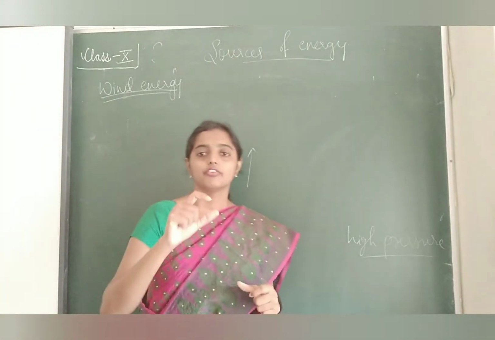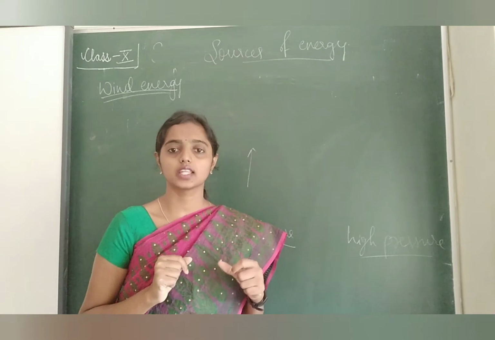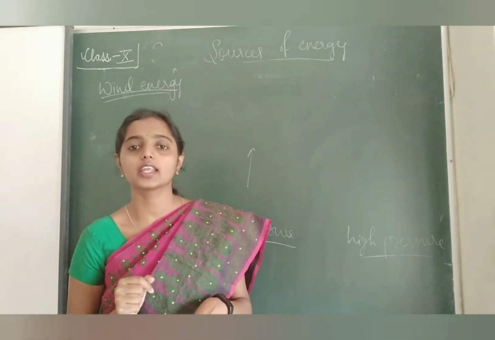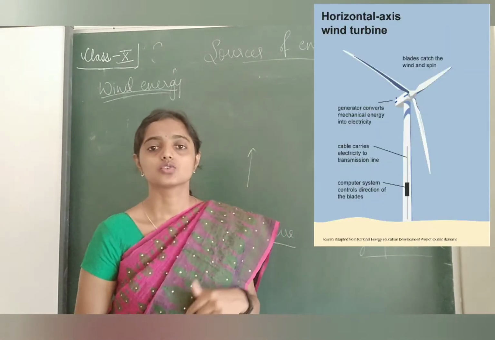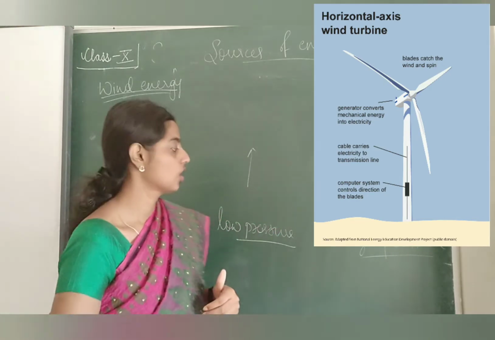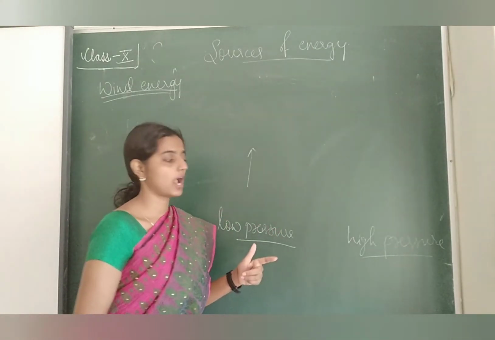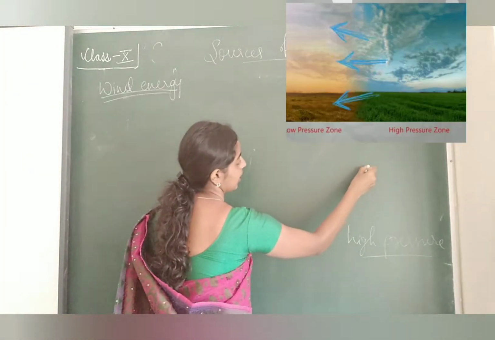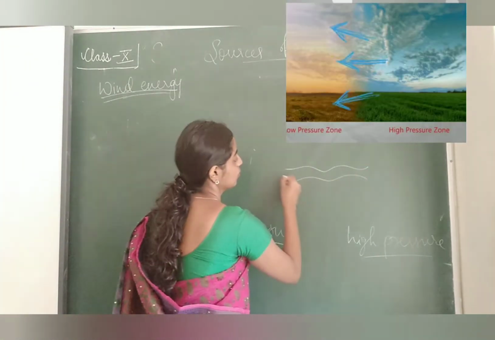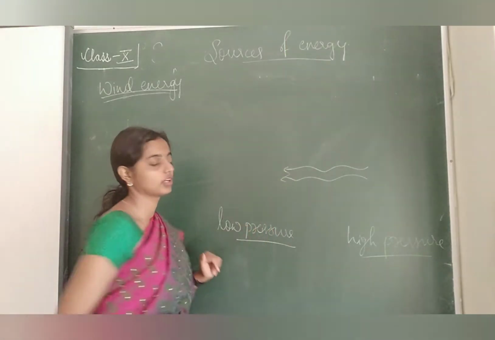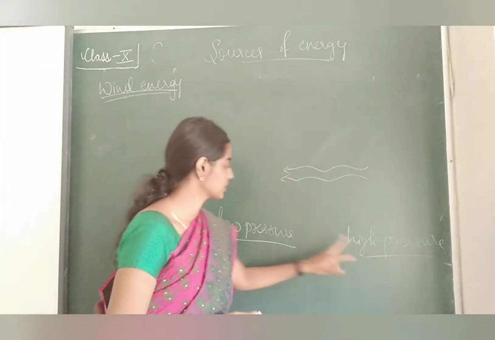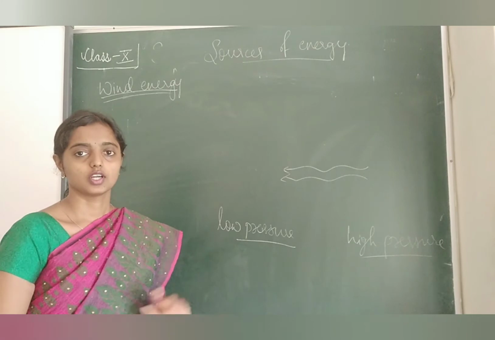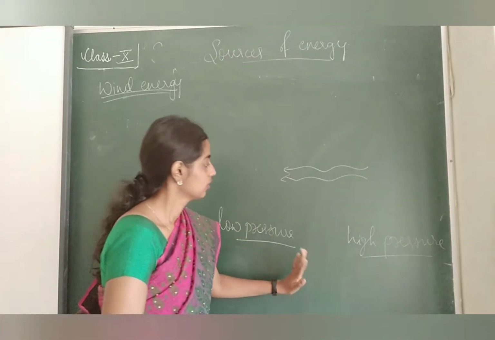Now we can define wind as nothing but the flow of air in a horizontal way. So here what happens is the wind starts to flow from high pressure to low pressure. The wind always flows from high pressure to low pressure. I think you understood how wind will flow.